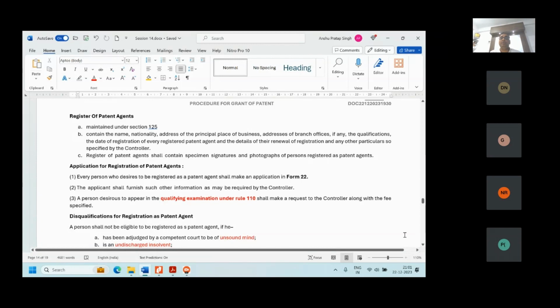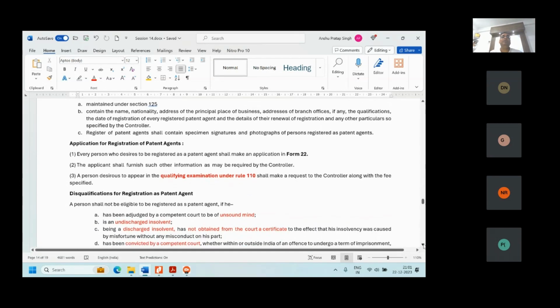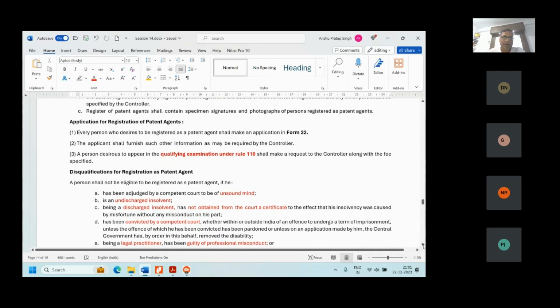Now, application for registration as a patent agent. How will you do it? This is a very important part. Once you qualify, you will fill in Form 22 and submit it, and furnish other information as may be required. You will provide all the proof that you are a citizen, the degree you hold, and that you have qualified the examination.